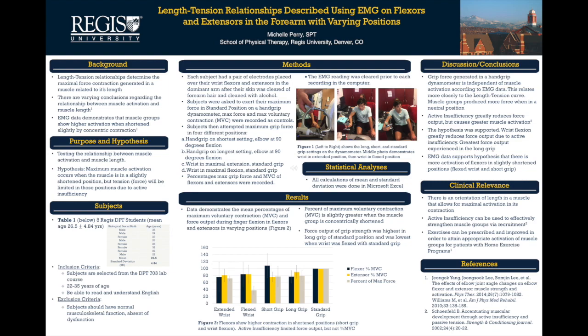Active insufficiency greatly reduces force in the flexed and short grip positions, but causes greater muscle activation. Therefore, the hypothesis is supported by this data. This is clinically relevant because there is an orientation of position that a muscle can be in to ensure maximal activation, which could improve overall muscle strength and improve efficacy of home exercise programs. Additionally, muscles can be strengthened in positions that promote active insufficiency. This conclusion is not only supported by our data, but literature as well.